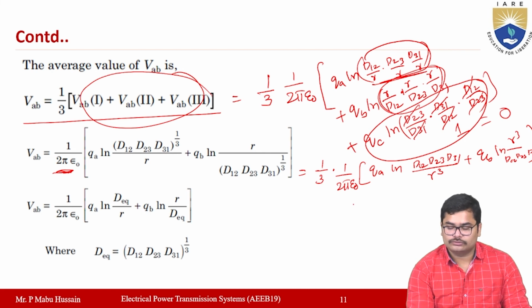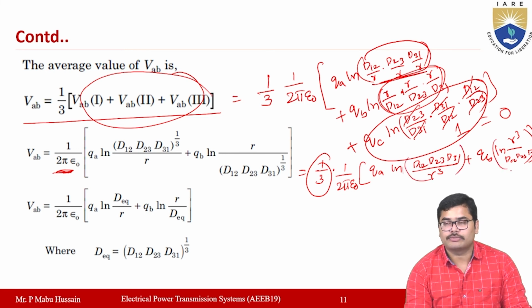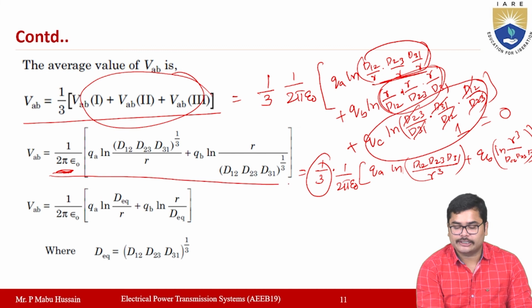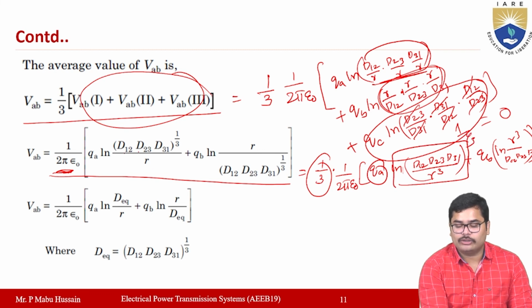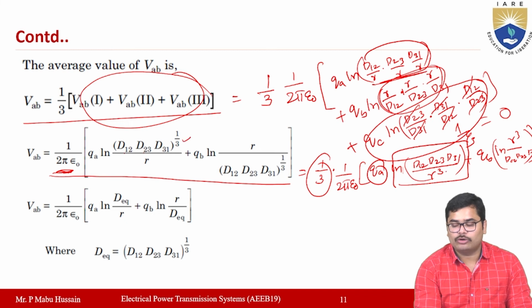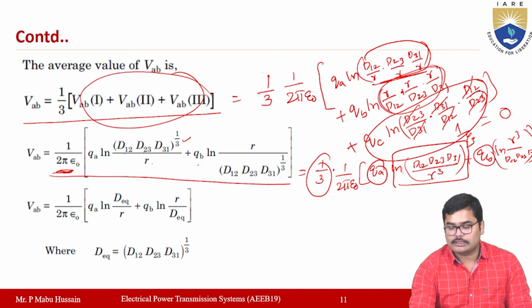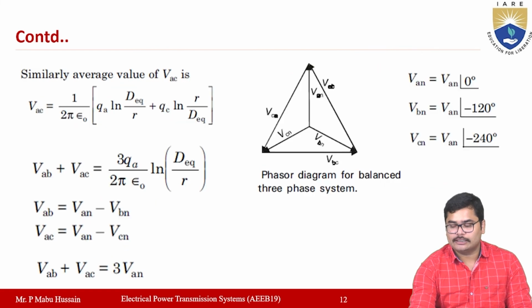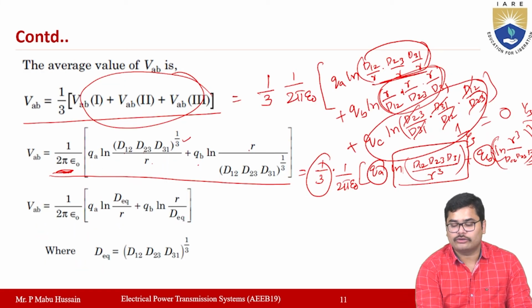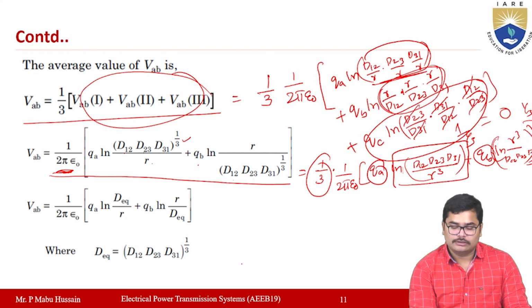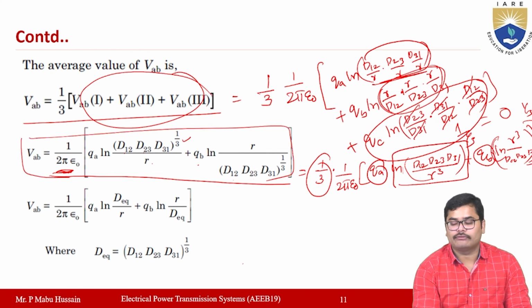Okay, so now this 1 by 3 term you can take as a power of all these two terms. Then what you will get is 1 by 2 pi epsilon naught, this qa, and for this term we will get whole to the power of 1 by 3, d12, d23, d31 whole to the power of 1 by 3, r cubed whole to the power of 1 by 3 will be r, plus qb ln, for this also you will get whole to the power of 1 by 3. So then this 3 will get cancelled. So you will get r by d12, d23, d31 whole to the power of 1 by 3. Okay, so this equation we are getting finally.